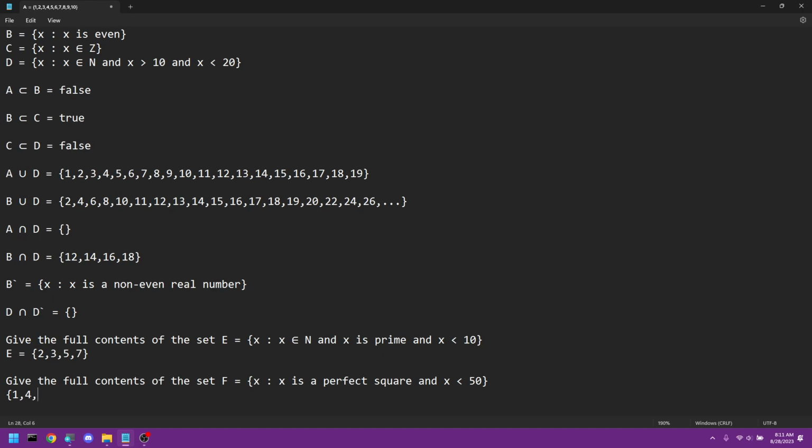3 times 3 is 9. 4 times 4 is 16. 5 times 5 is 25. 6 times 6 is 36. And 7 times 7 is 49. And that'll finish out our set. So our perfect squares under 50 are the squares of 1, 2, 3, 4, 5, 6, and 7.